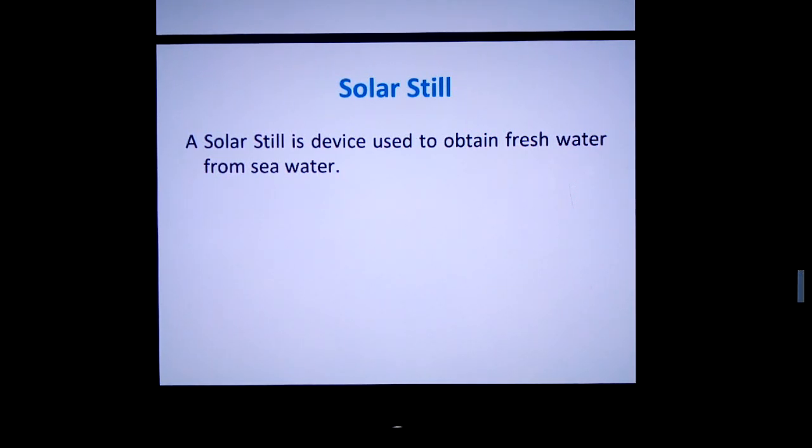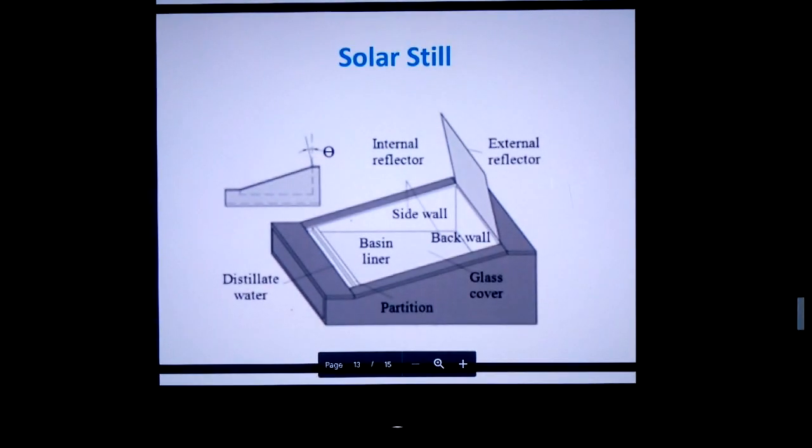Solar still is a device for obtaining fresh water from seawater, and it is also like the solar water heater system. It is also on the rooftop only. Now, what is it made up of? It is made up of a flat rectangular tub, like a big tank, about a small dining table size: 3 meters long, 2 meters wide, and about 0.2 meters in height.